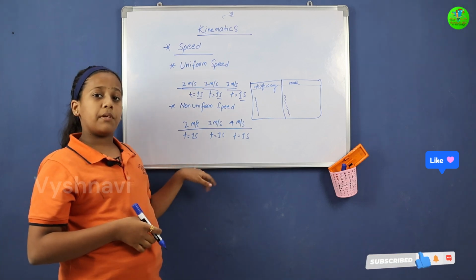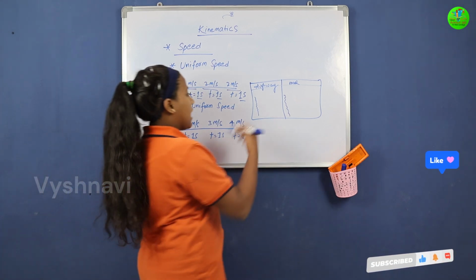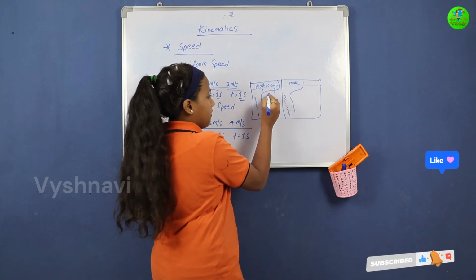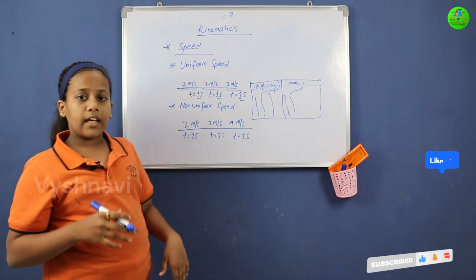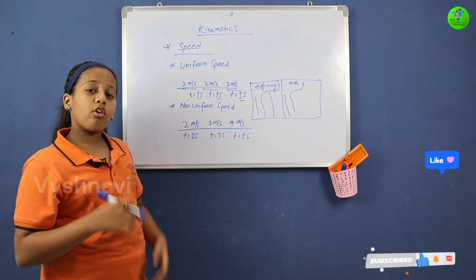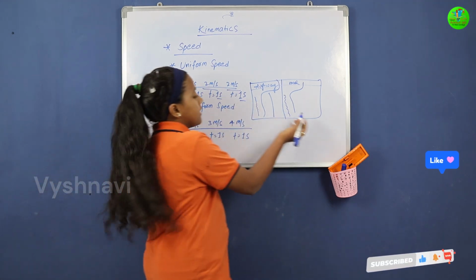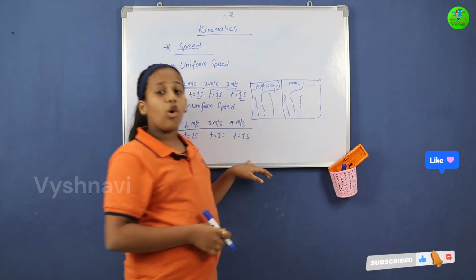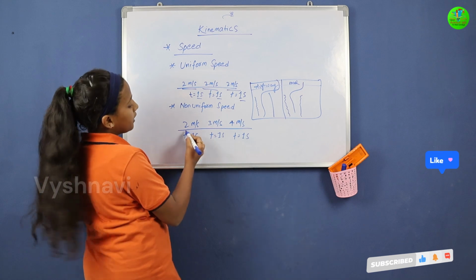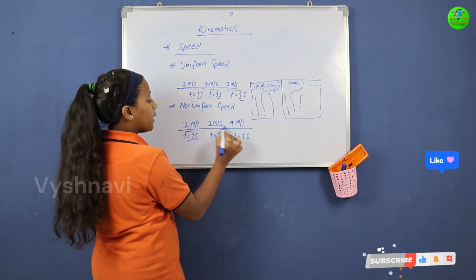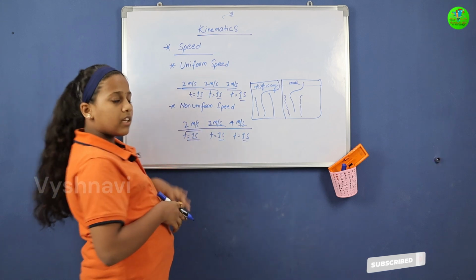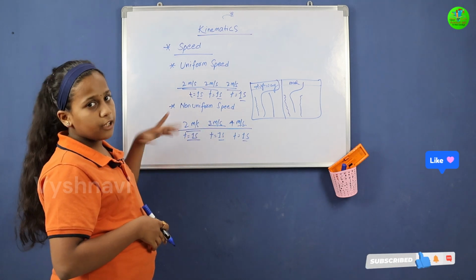But what is non-uniform speed? This is a highway. On the highway he is going fast, meaning 2 meter per second, 3 meter per second, 4 meter per second. On the road he is going slowly. Here see, 2 meter per second in 1 second, 3 meter per second in 1 second, 4 meter per second in 1 second. This is called non-uniform speed, as opposed to uniform speed.